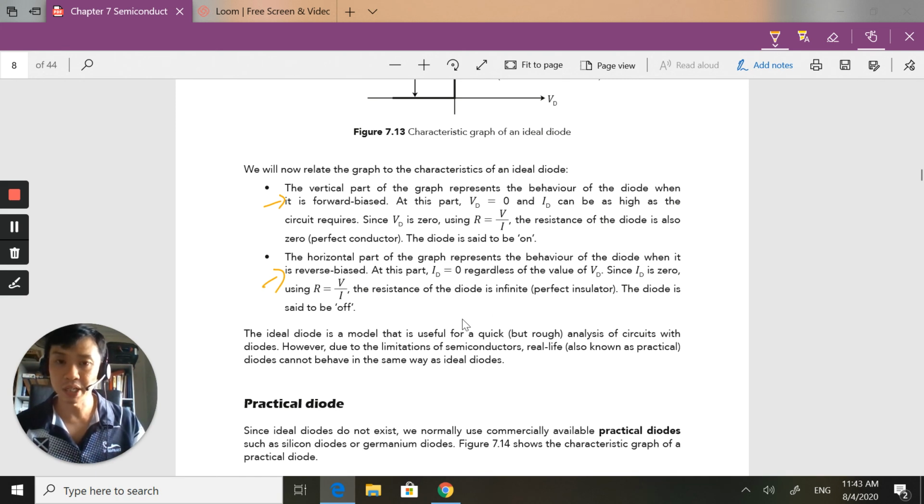The next part I'm going to teach you is called the practical diode model. One more time, look through this video. If there's anything you're not sure about, email me. I'm going to stop the video here and come back for part 3.